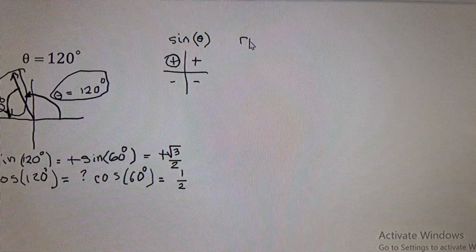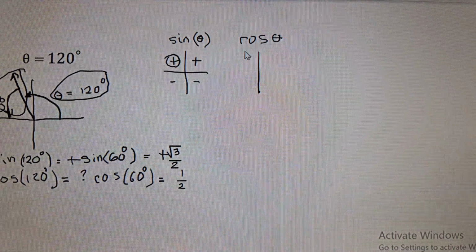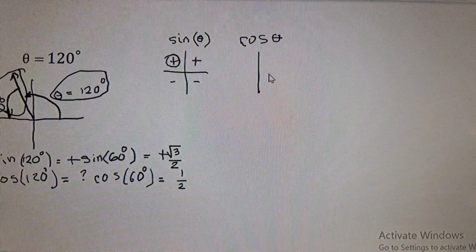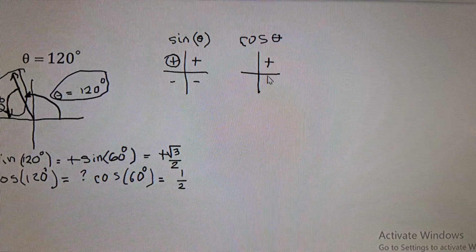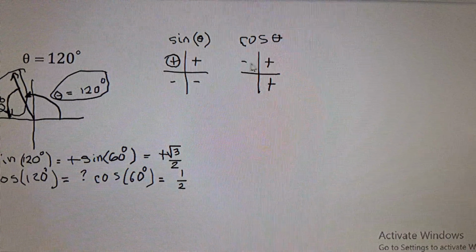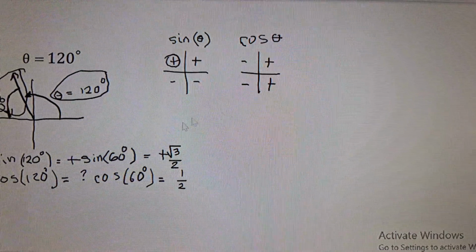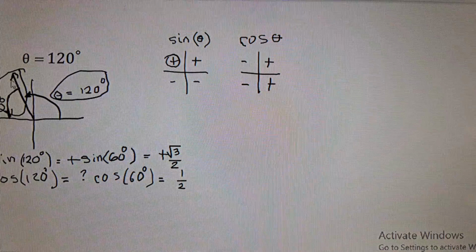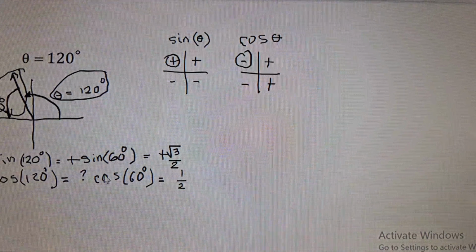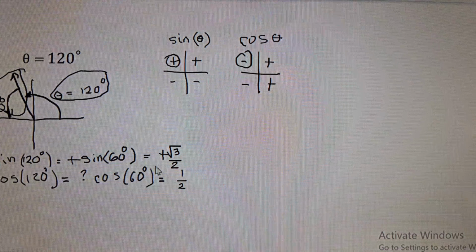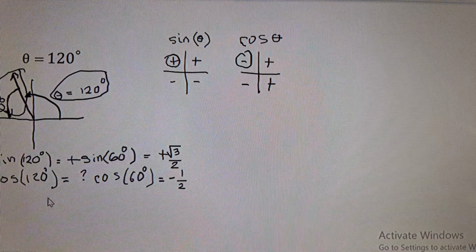The sign convention for the cosine of theta: the cosine is positive here, and here, and negative anywhere else. Therefore, we know that the cosine in the second quadrant is going to be negative. So we know that this is going to be minus 1/2.